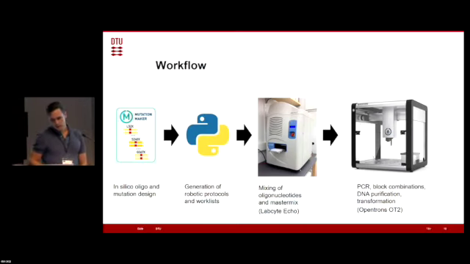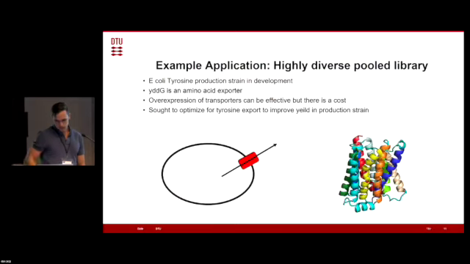I'll give a sort of example application that is something we've done recently using this system. So we do sort of just synthetic biology cell factory stuff. And one of the projects we have going at the moment is an E. coli strain overproducing tyrosine. And we wanted to try and improve the yield from this.